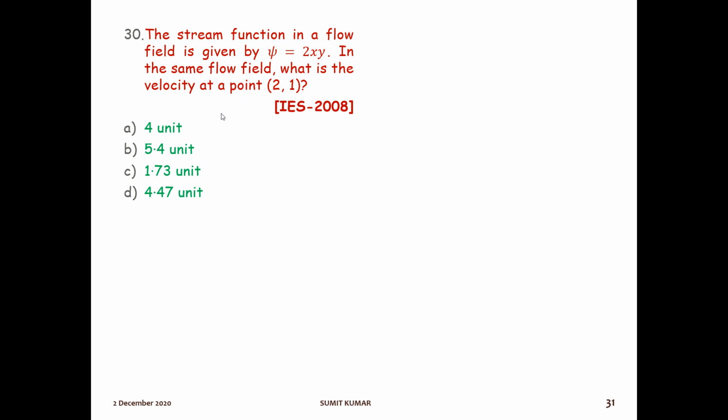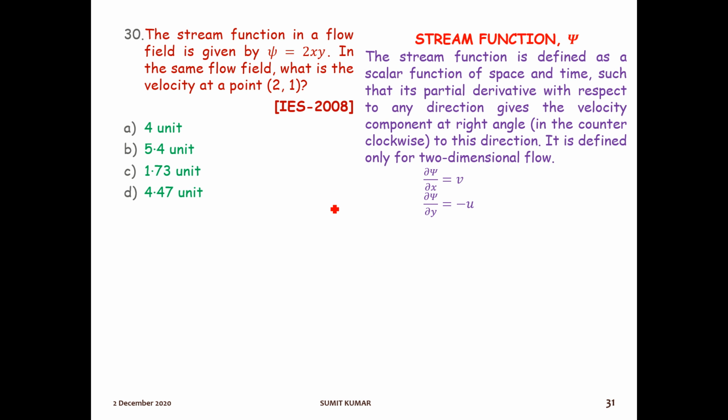The next question, the stream function in a flow field is given by psi. In the same flow field, what is the velocity? Similarly to the previous question, the same process we will use here. So u is equal to minus del psi by del y. Minus del psi by del y is minus 2, okay, and it is minus 2x.